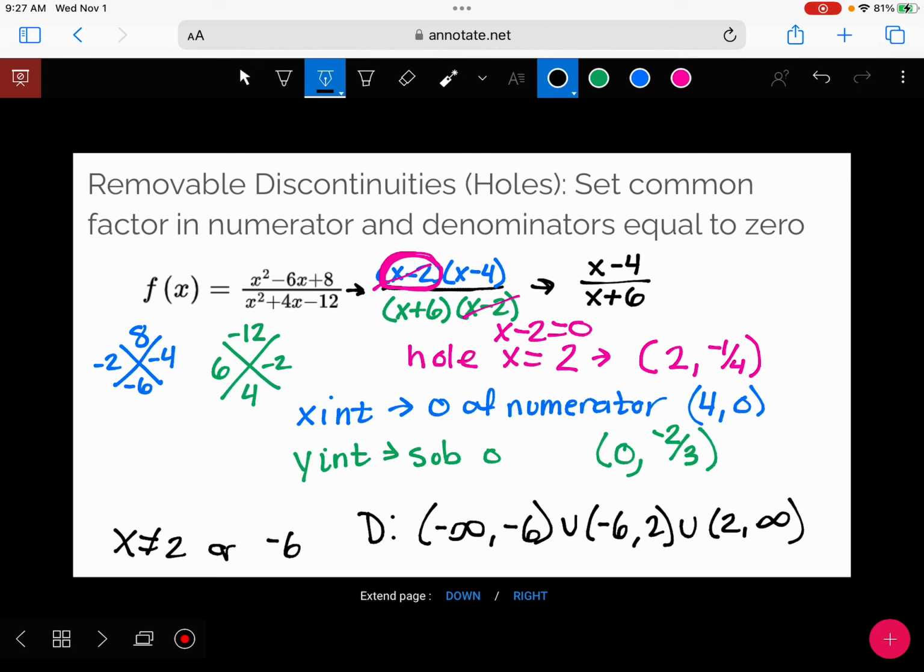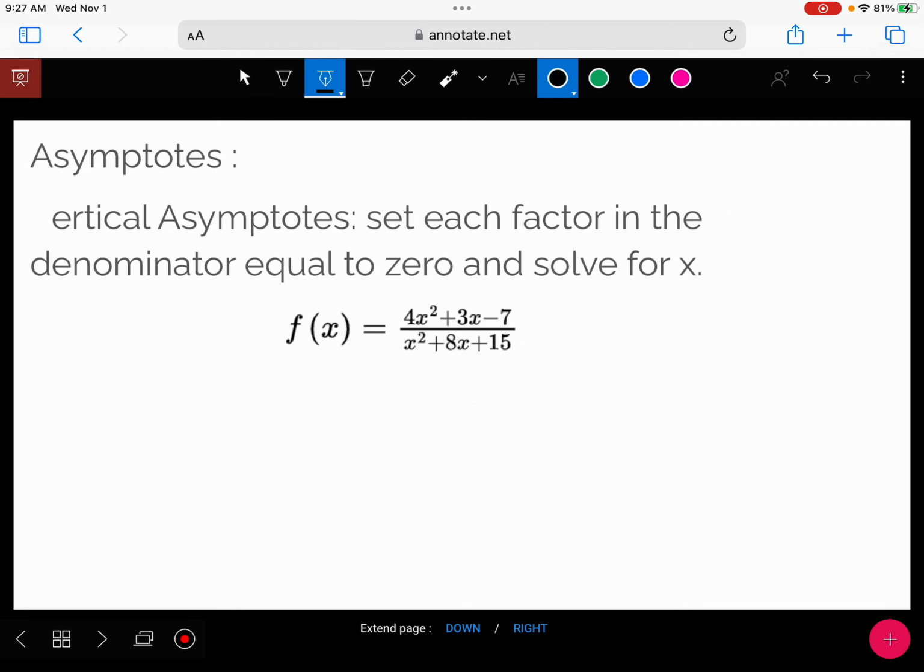Ready? Okay. I just wait until we don't have anybody that says no. So our vertical asymptotes are our non-hole factors in the denominator. So if it's a hole, it's not an asymptote. But if it's not a hole, it is an asymptote.